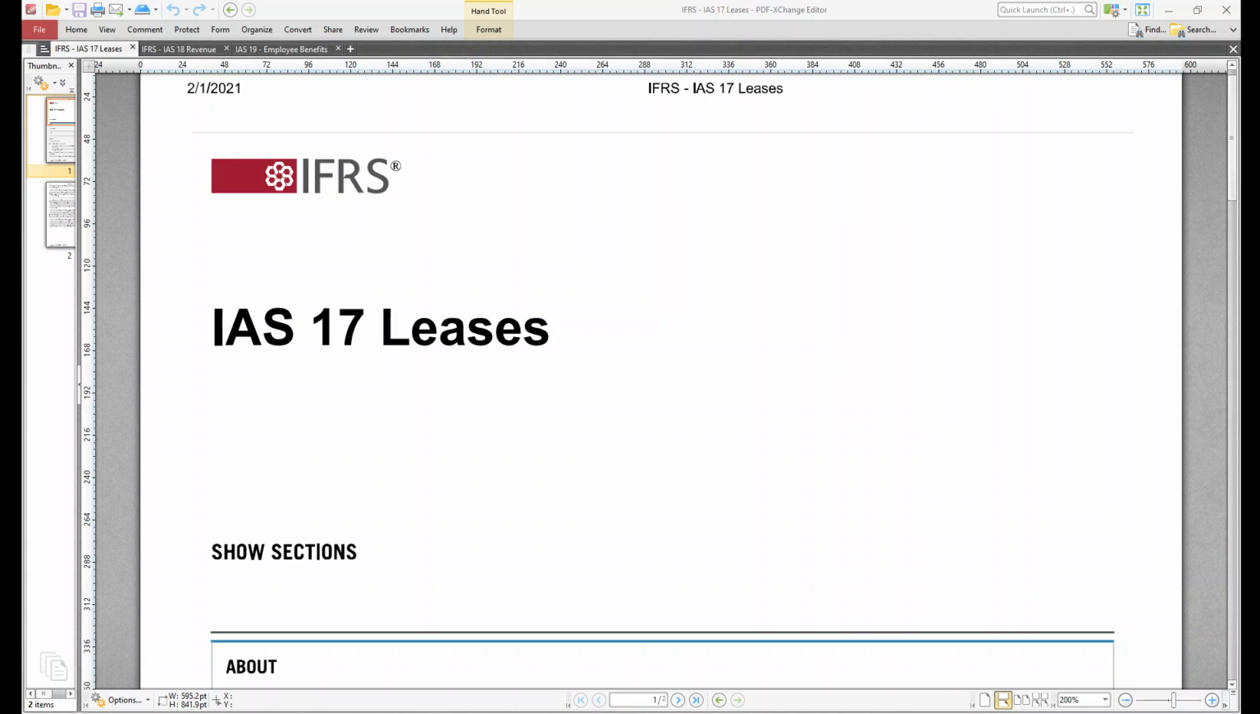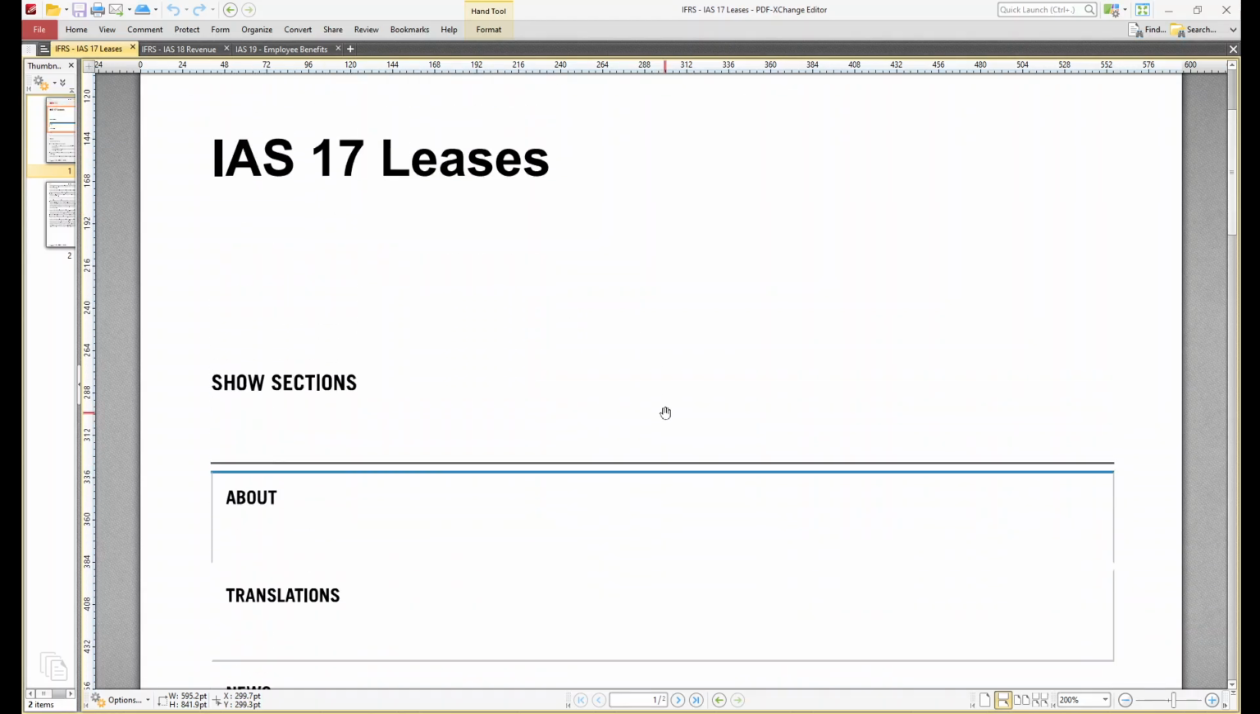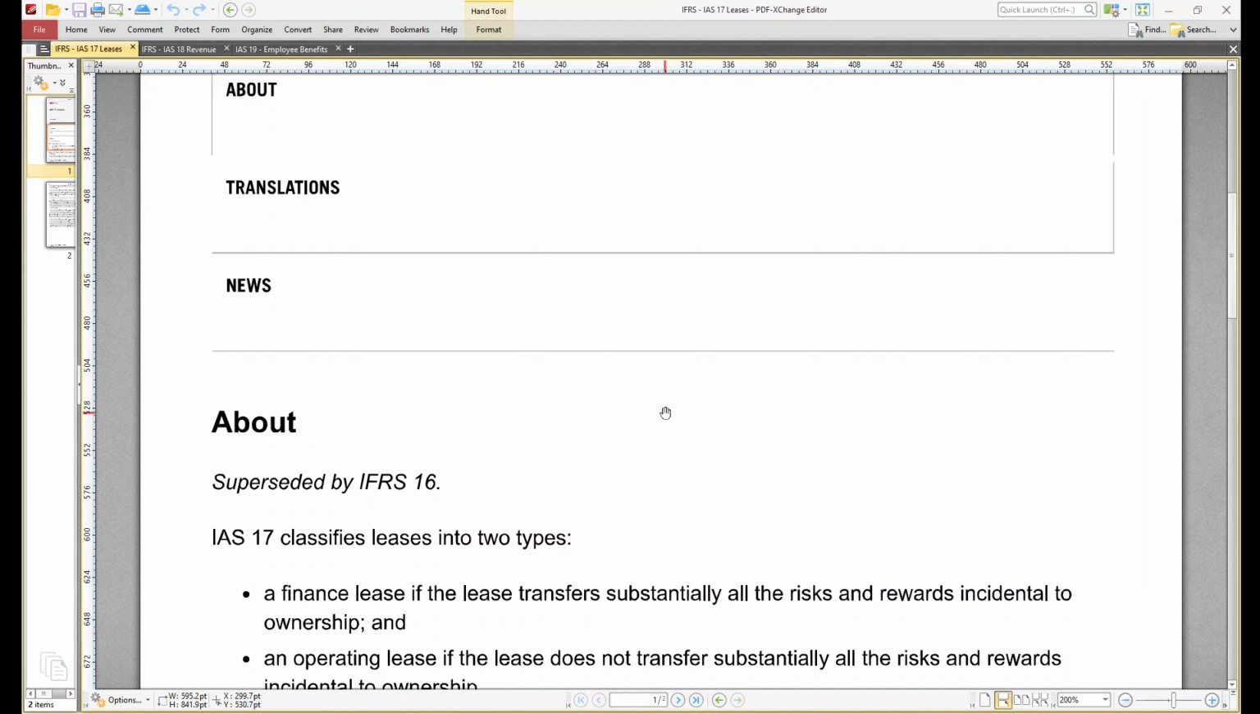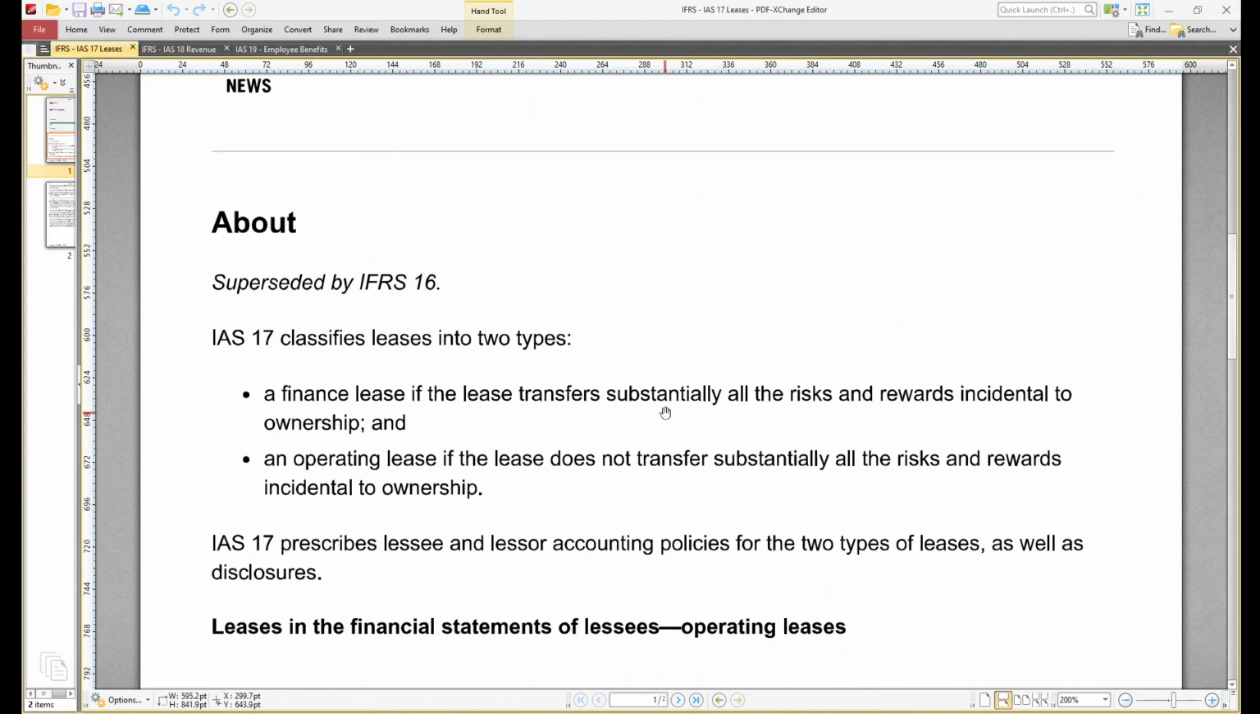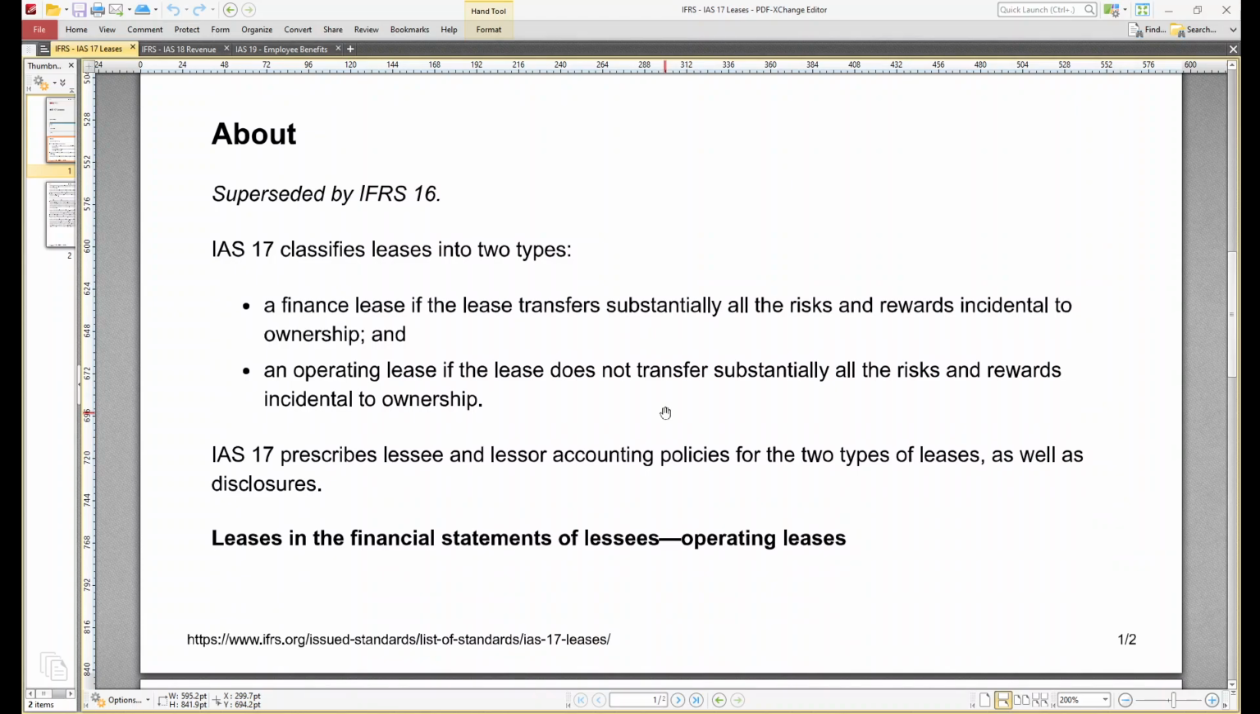Okay, so let's go through this. Pag-isahin na natin yung sa IAS 17 leases and with the IAS 18 revenue. Sige, start tayo with IAS 17 leases. Actually, this IAS 17 leases is already superseded by IFRS 16 and as mentioned here.